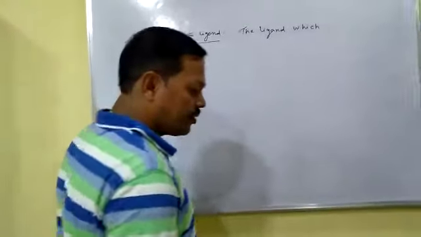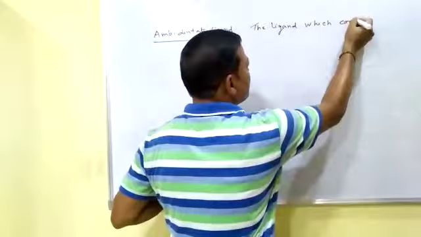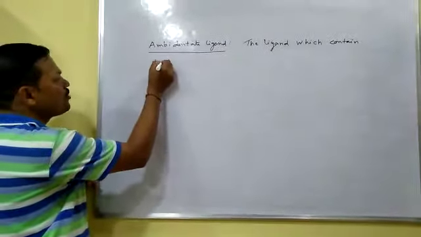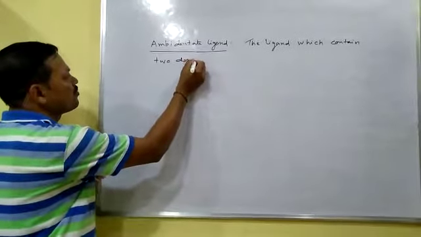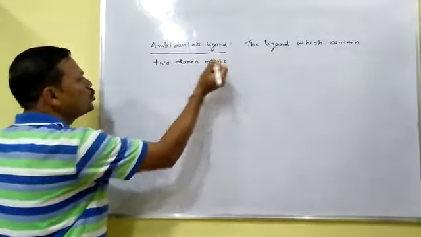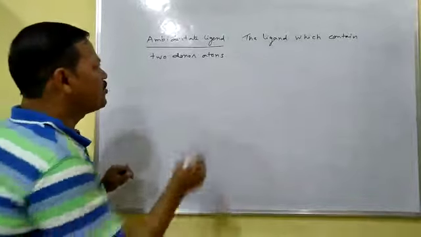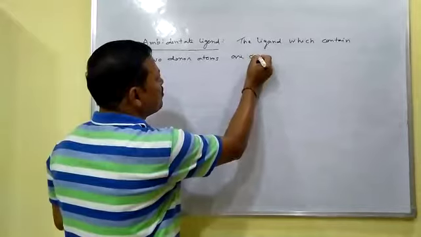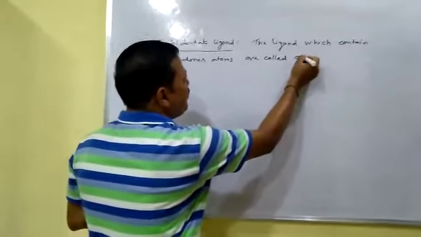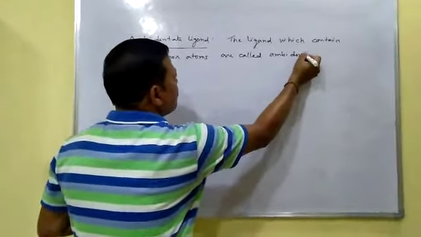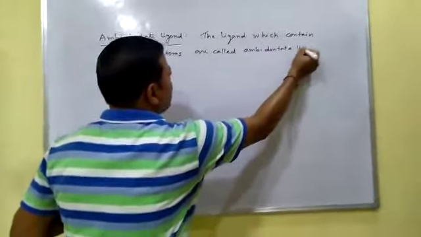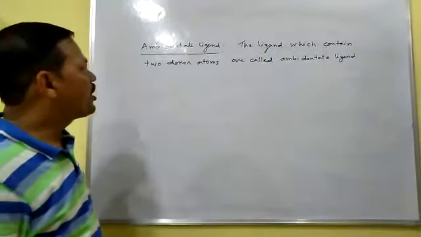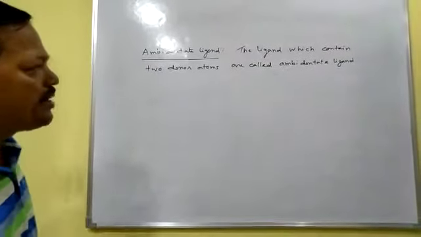which contain two donor atoms, I mean donating atoms, are called ambidentate ligand. Ambidentate ligands. The ligand which contain two donor atoms are called ambidentate ligand.